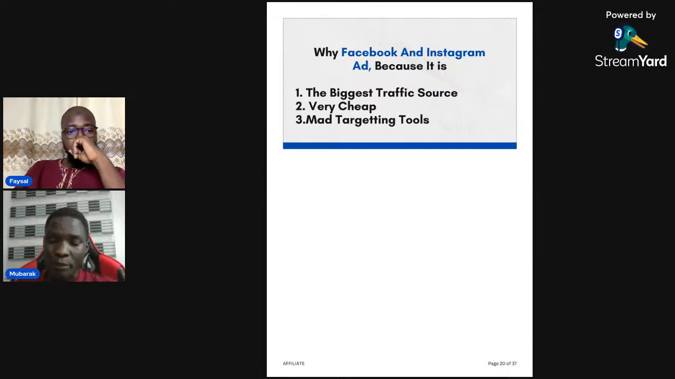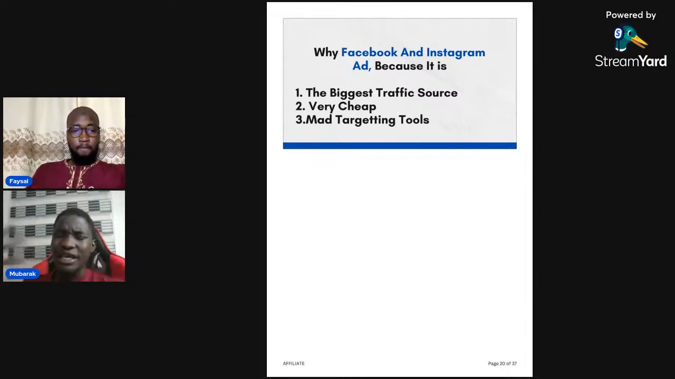Yeah, 4 billion people. Facebook has like 3.5 billion users, and Instagram has around 800 million users. So can you imagine the potential that you have for reaching a whole lot of people using Facebook and Instagram? Unlike YouTube or Google, Facebook always remains the biggest traffic source. No cap, no doubt about this.